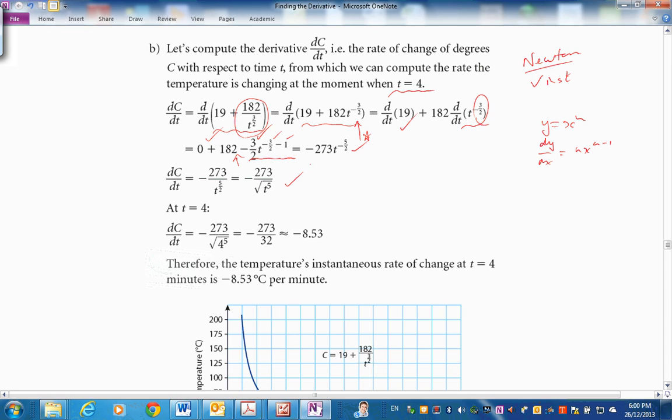So there's our derivative. Look at the notation. Not in y and x land now, but we've got to keep it in context. The variables are not y and x, they are degrees Celsius and time. So now let's put 4 in, and if you put 4 in here, we've got this expression, and we can work that out, the square root of 4 to the 5th. Let's do the root of 4 first, which is 2. Raise it to the 5th is 32, which gives negative 8.53. What does that mean? It means that at t equals 4, at that instant in time, the rate of change is negative 8.53 degrees Celsius per minute.